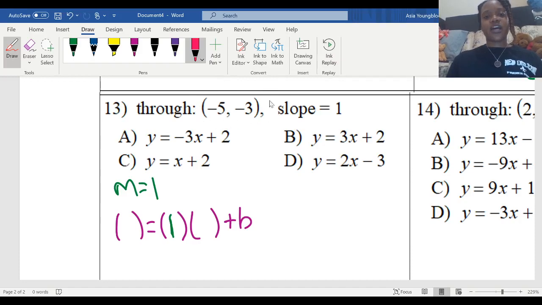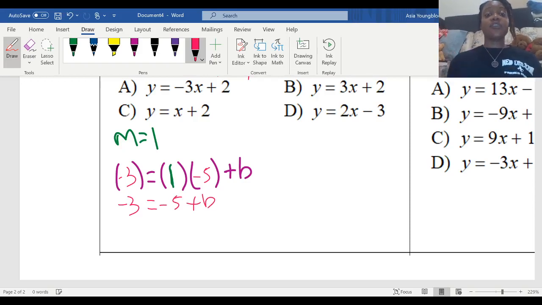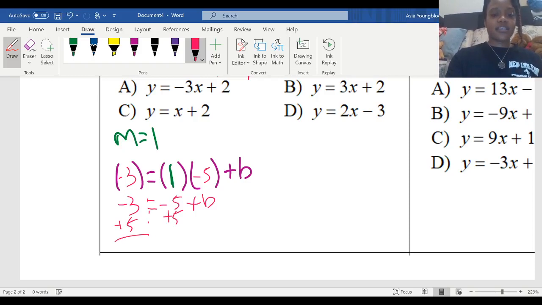So this given point, we're told that our linear function has to contain this point, negative 5, 3. So that means it has to have an x value that's negative 5 and a y value that's negative 3. So you can plug in negative 3 for the y and negative 5 for the x. And now we're going to just solve this equation by getting b by itself. We're going to start by simplifying the right side with multiplication. 1 times negative 5 gets us negative 5. So that simplifies down to negative 3 equals negative 5 plus b. And now to get b by itself, you want to add 5 to both sides. And that gets us 2 equals b.